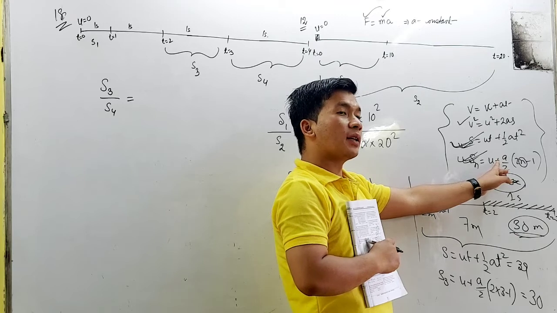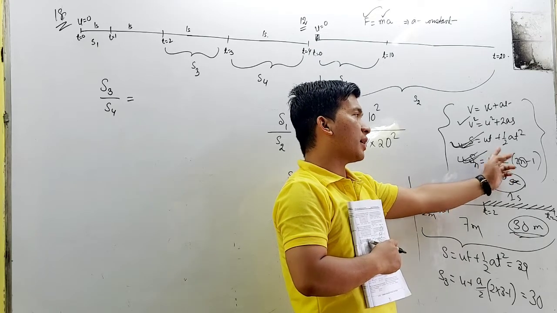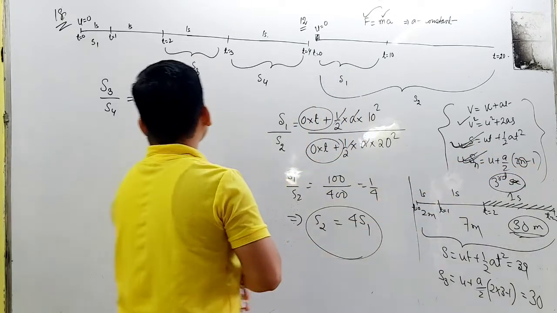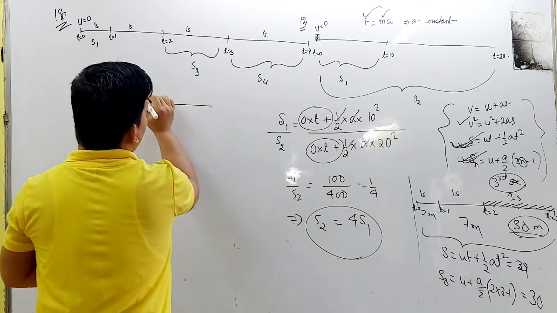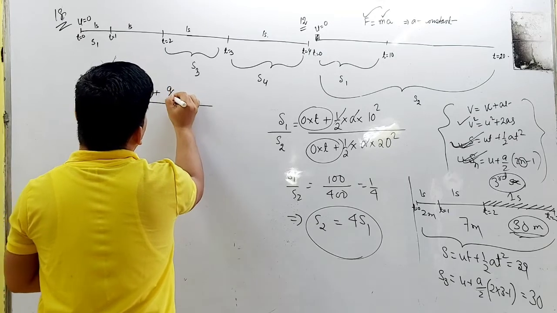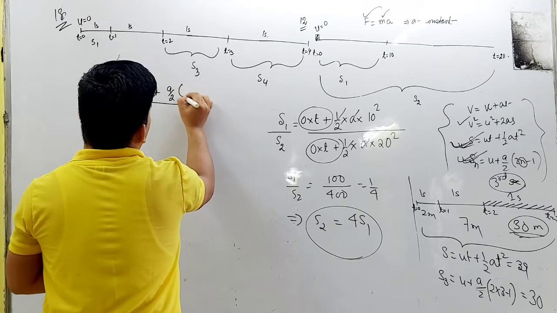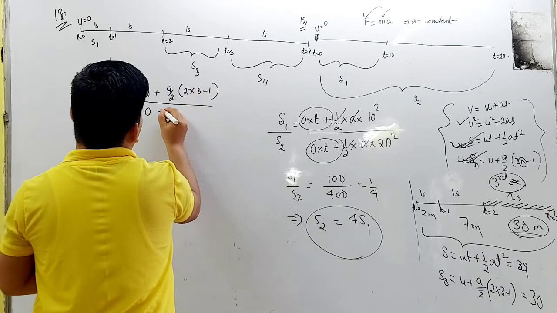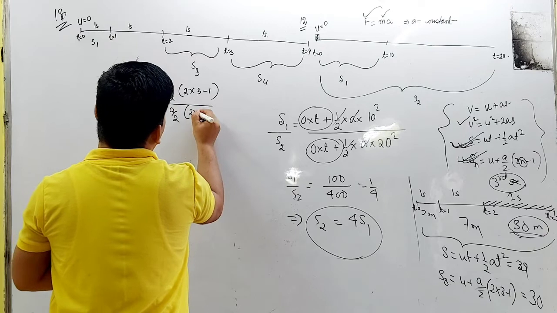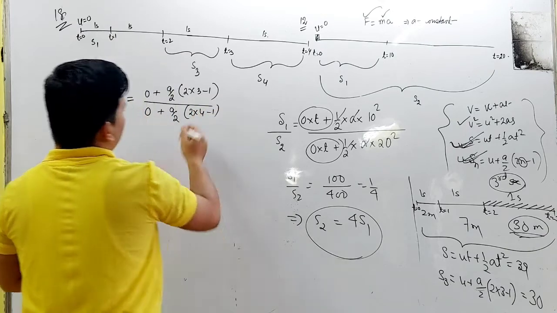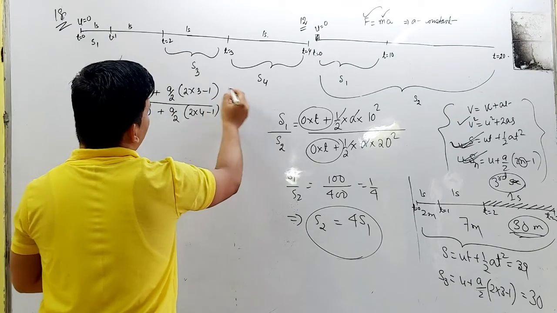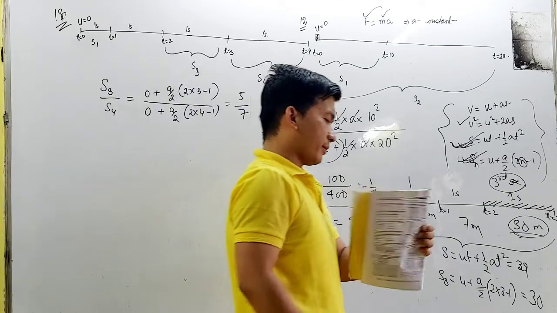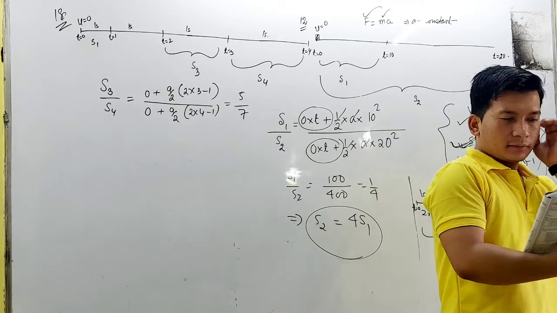whenever we put u equal to 0, so u is 0, then what do we take? The first term is 0, the second is a by 2 into 2 into 3 minus 1. Here we will have 0 plus a by 2 into 2 into 3 minus 1, and 0 plus a by 2 into 2 into 4 minus 1. If we calculate this, this will be 5 and this will be 7. Finish. Our answer will be 5 and 7.